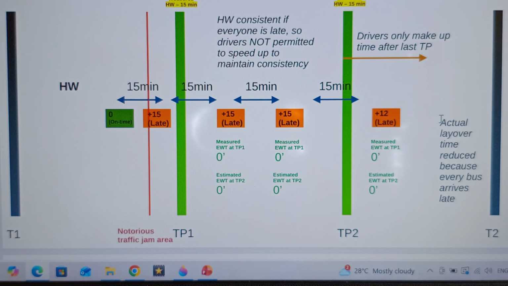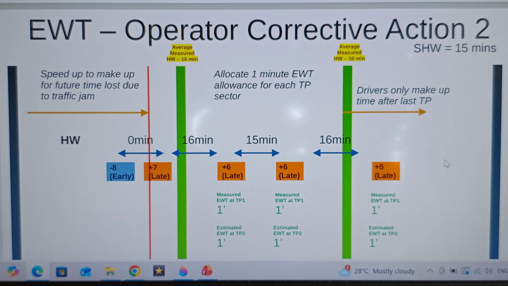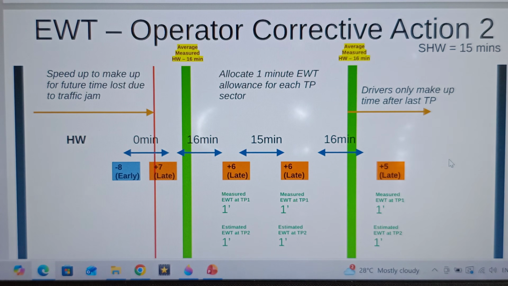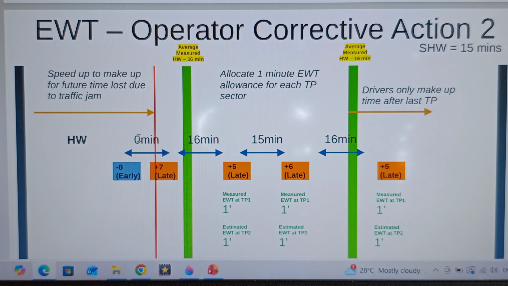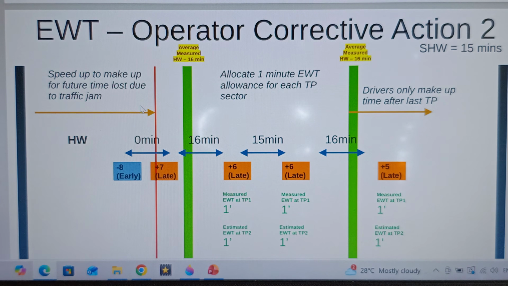But again, this would result in the drivers getting less breaks. Like they have a 15-minute break, it'll be cut down to like 5 to 10 minutes or something, because every bus arrives late. So this is the downside, as you can see. There is also another corrective action, which is basically you do the same thing as what you did previously.